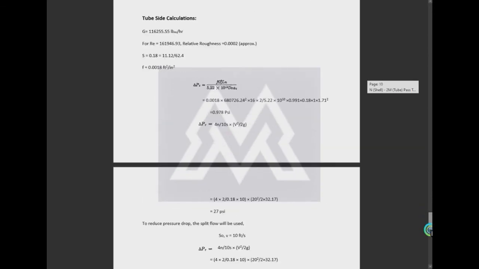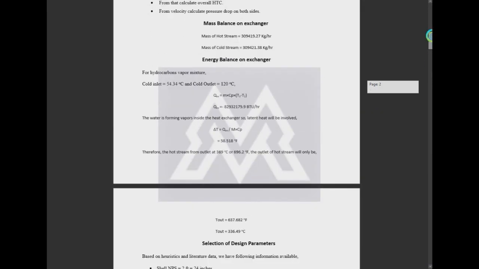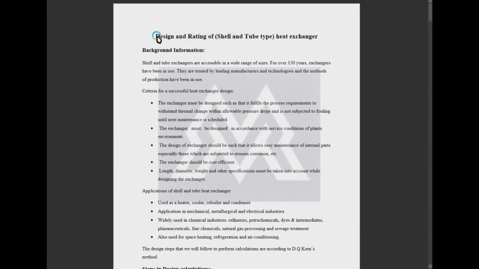Okay, this is enough for today, and the heat exchanger design section is completed. Next we will come with heat exchanger design with phase change, in which one fluid will involve a phase change with latent heat absorption or dissipation.